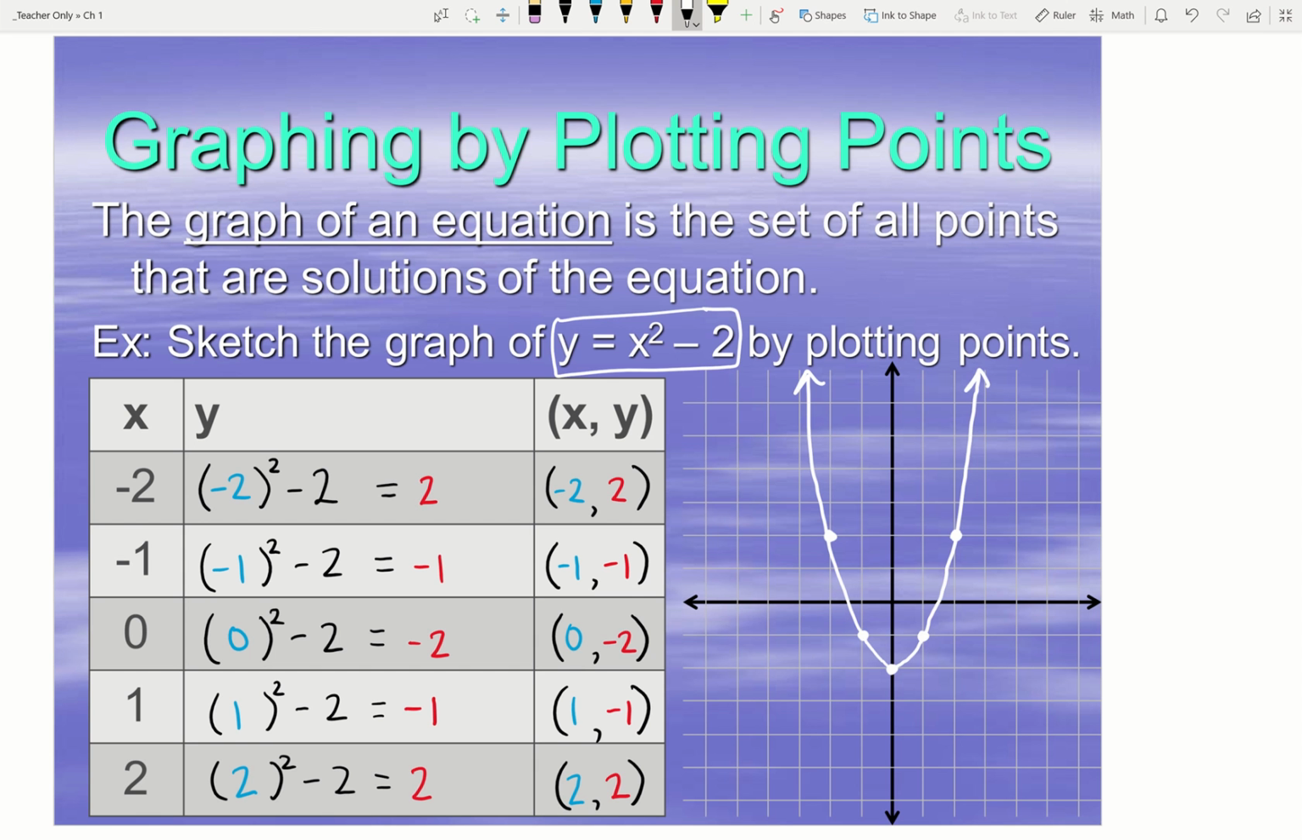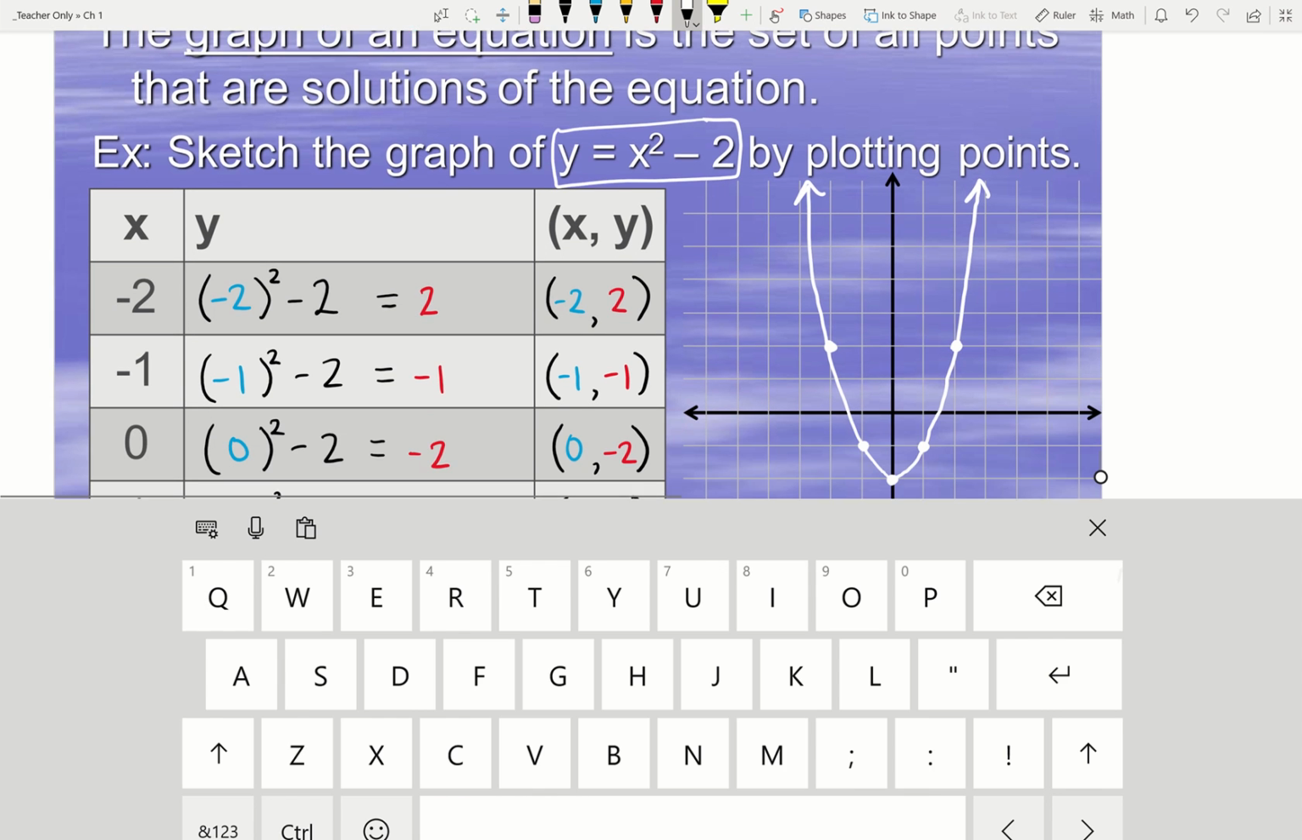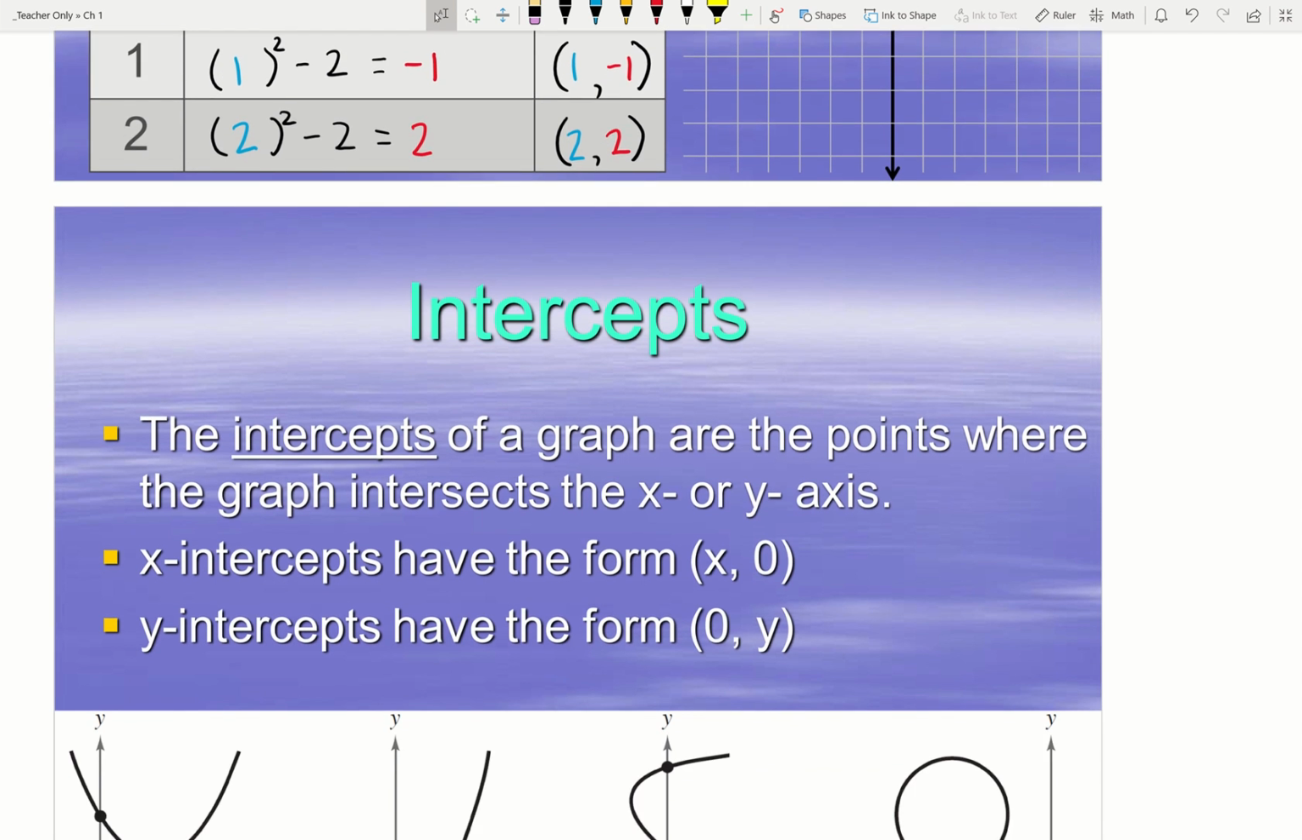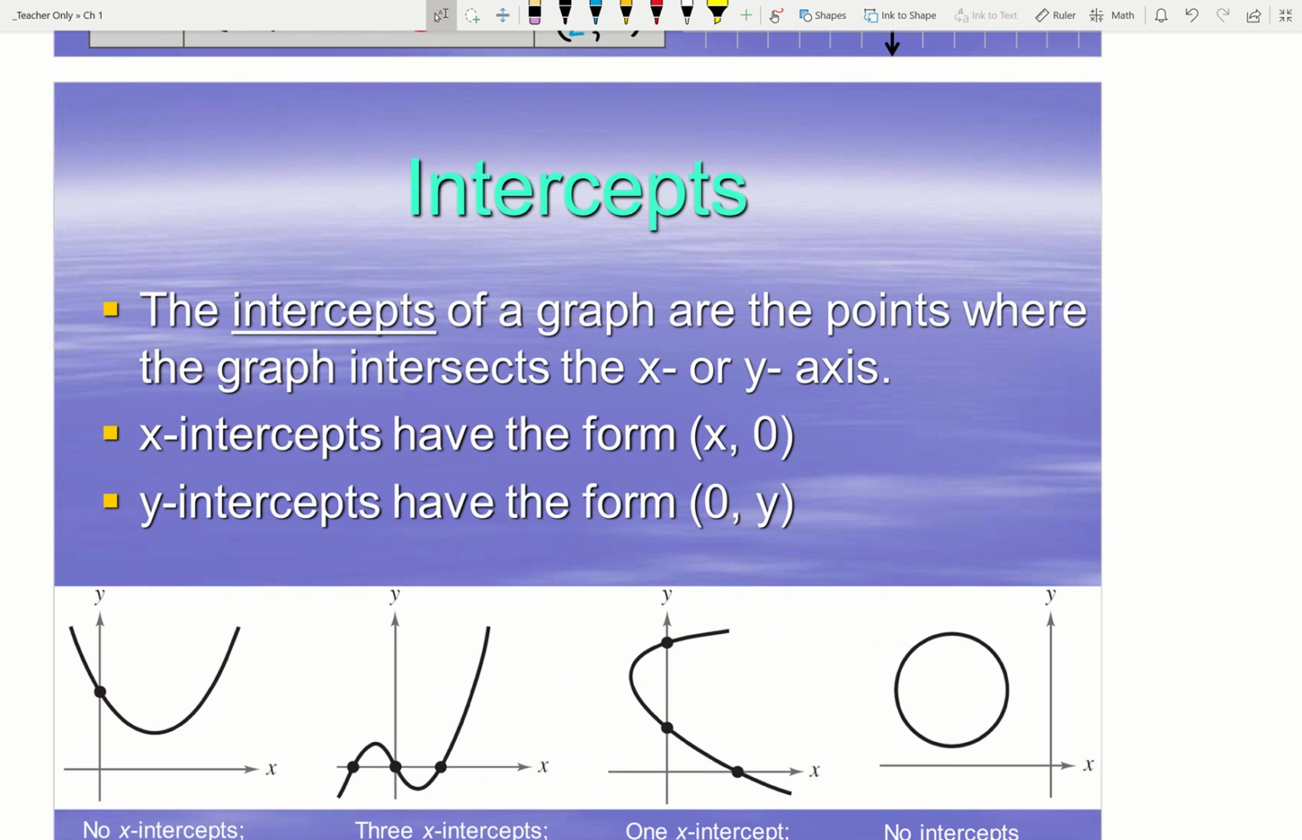So plotting points, that is one legit way for graphing. But as we go throughout the chapter, one of the things that we might do is uncover some shortcuts for that type of thing, okay? And so some characteristics about graphs. Let's first go ahead and talk about intercepts. So basically what we're talking about here, folks, is where does the path of your graph cross the x-axis and where does it cross the y-axis, okay?